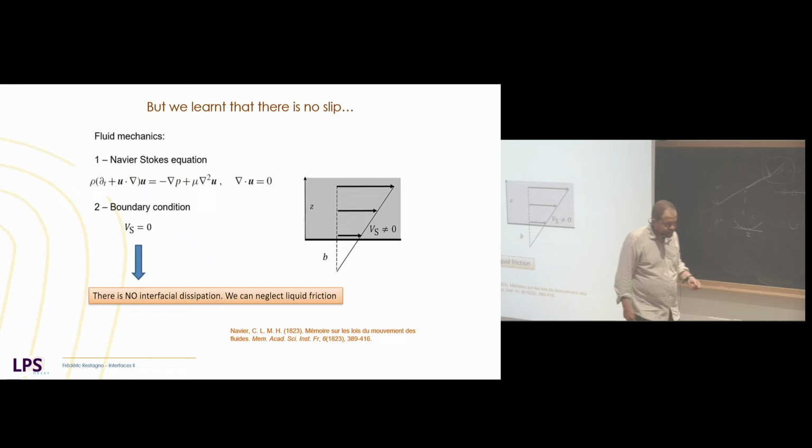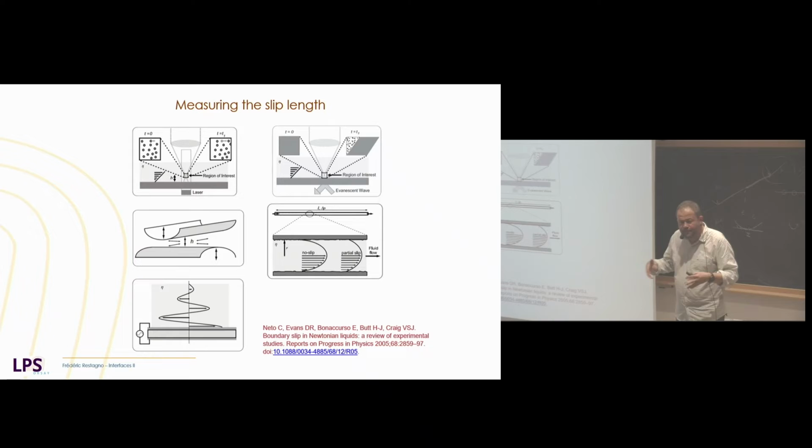For simple liquids, there have been a lot of efforts to measure the slip length in detail, because of course, since it's a very deep question of fluid mechanics, people really wanted to know what the slip length is. So what kind of techniques have they used?